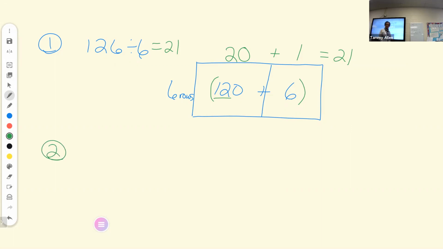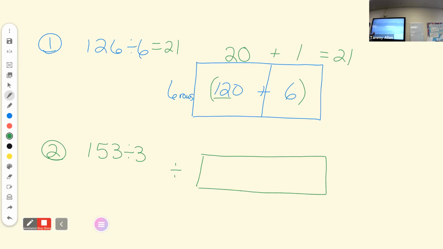Example number 2. We're going to do 153 divided by 3. We're dividing by 3, so it goes here. So this is like having 3 rows, right? Okay.